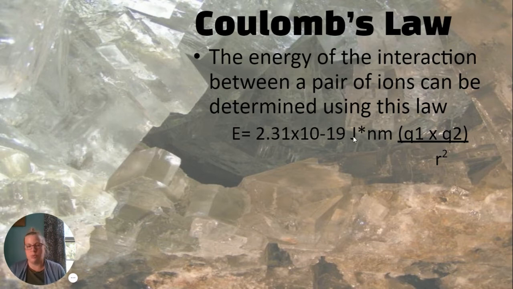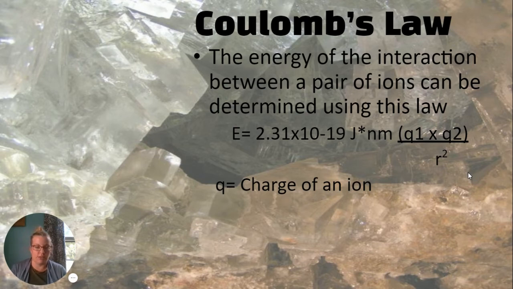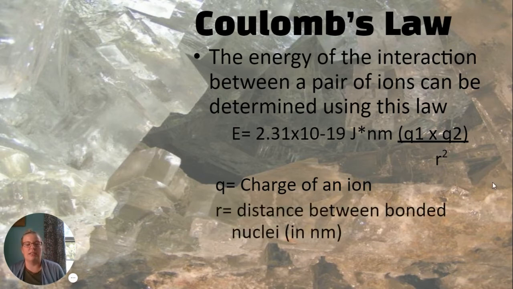Now, this is not super important. We don't care so much about that. What we really care about is this part here, and we'll see that in just a second. It's Q1 times Q2 over R squared. Now, Q represents the charge of an ion. Usually, I write the positive ion first, and then the negative ion's charge second, and then R is the distance between the two nuclei. So if you think about in a bond, here's one nucleus, here's another nucleus. R is the distance between those two things, which is essentially what we call a bond length. So it's how far the spacing is between those two nuclei.